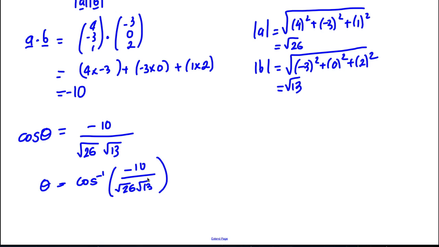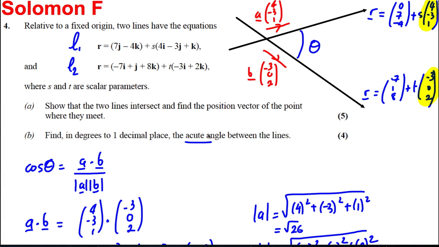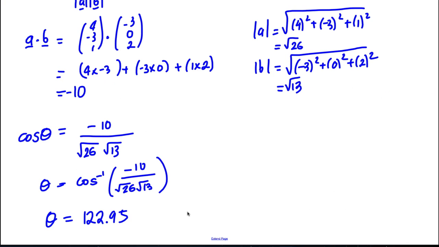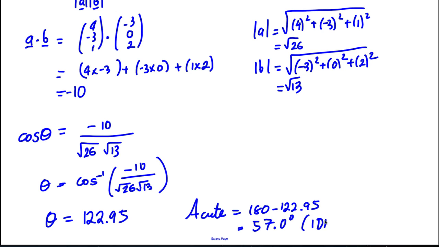So tap that in, making sure your calculator is in degrees mode because it asks for it. So inverse cos of negative 10 over root 26 multiplied by root 13, and you get that theta is equal to 122.95, but just be careful, the question asks for the acute angle between them. Okay, so we found that that angle there is 122.95, so the acute one must be 180 take away that. So the acute angle is therefore 180 subtract 122.95, and when you do that, you get 57.0 degrees to 1 decimal place. And we're done for that question.